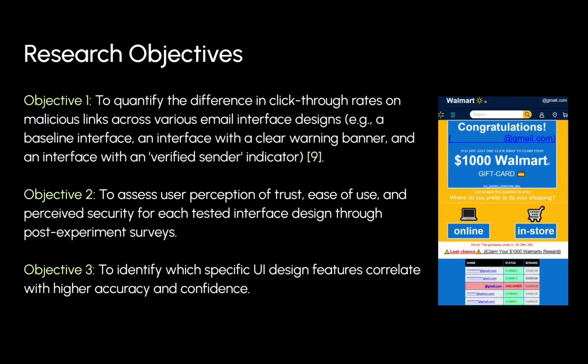Now let's move on to our research objectives. Building on our core research question, we have defined three clear objectives for our study. First, we want to quantify differences in user behavior across interface types by tracking click-through rates on malicious links. We will compare a baseline interface with more secure variations, such as those featuring warning banners or verified sender indicators, to see if design alone reduces risky behavior.